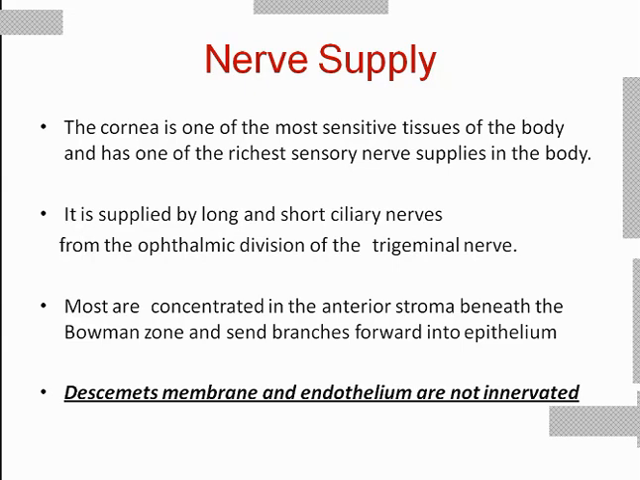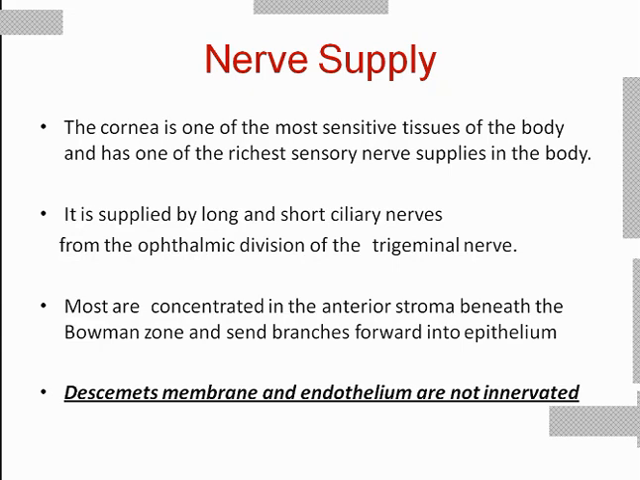And there are no specialized nerve endings. These are only sensory organs, and they also do not have any Schwann sheath. Most are concentrated in the anterior stroma beneath the Bowman zone and send branches forward in the epithelium. Remember, Descemet's membrane and endothelium are not innervated, but the anterior surface, the epithelium, gets innervated.